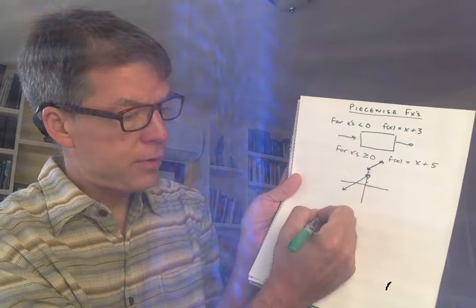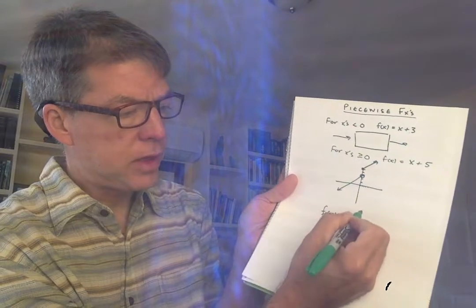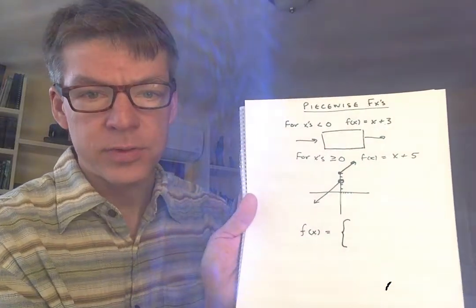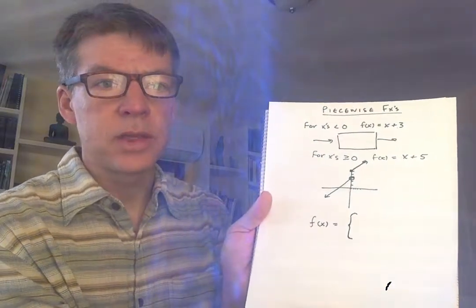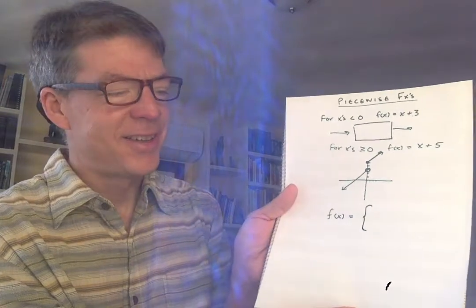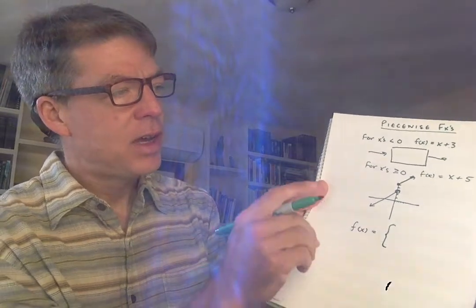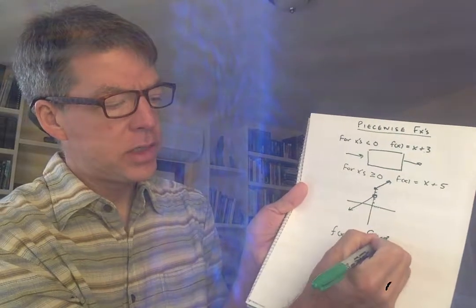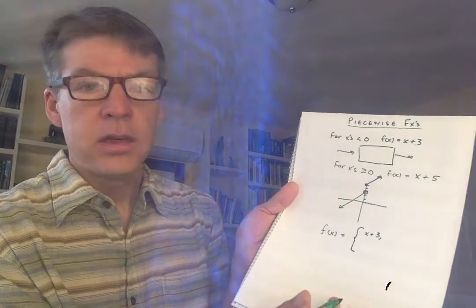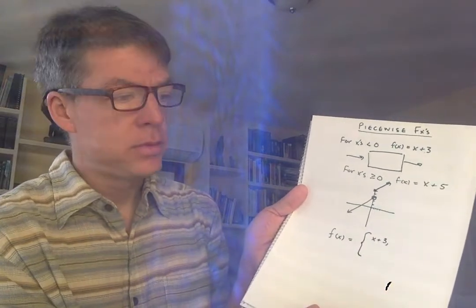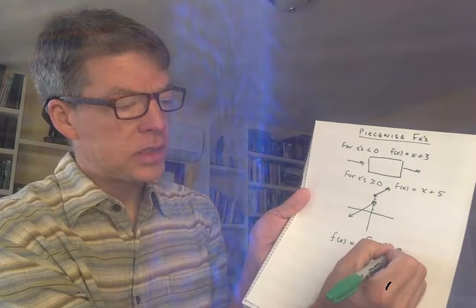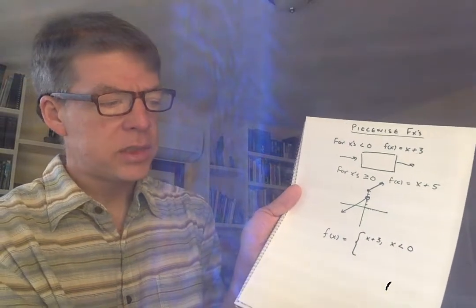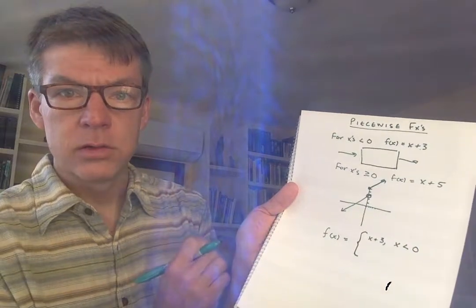So f of x equals, and then they do a curly brace, which you should get good at making neatly. Doesn't have to be perfect, but sometimes they look a little bit grotesque when kids are first doing them. Anyway, you write down the rule, x plus 3, a comma, and then the x values it's good for. So this would be x less than 0. For any x less than 0, here's the rule that you use.